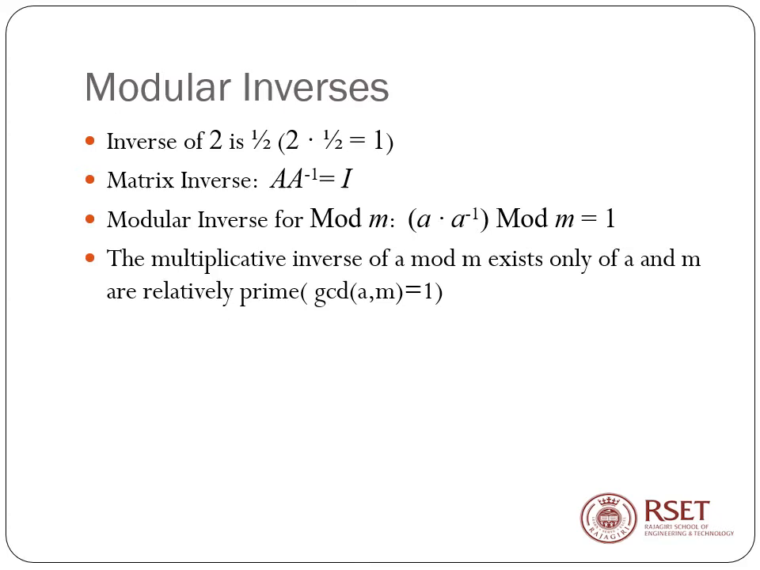Similarly, if I am considering a matrix, then A into A inverse is the identity matrix, where that identity matrix is considered as the multiplicative identity in the case of a matrix. So modular inverse for mod M means A into A inverse mod M should give you 1.